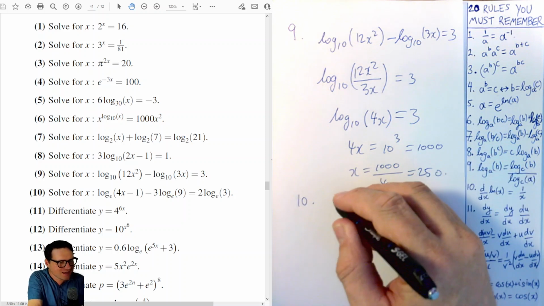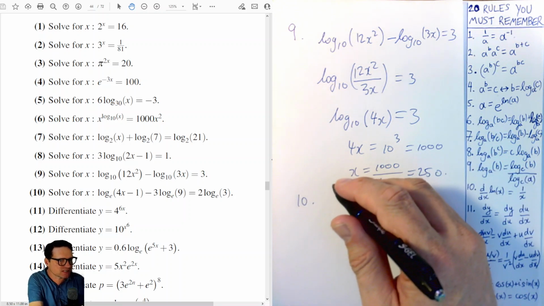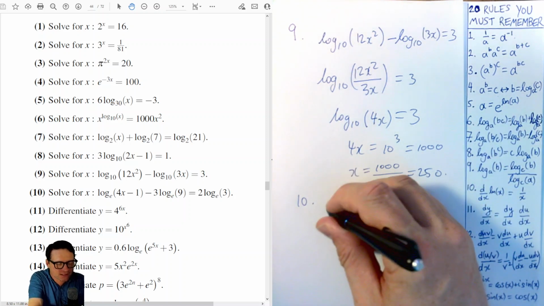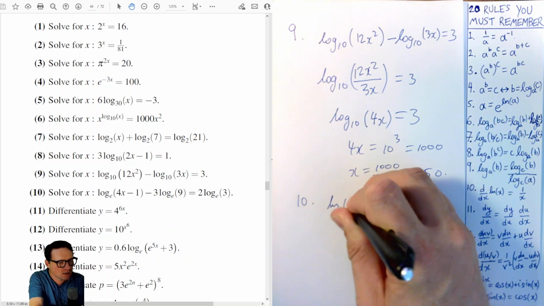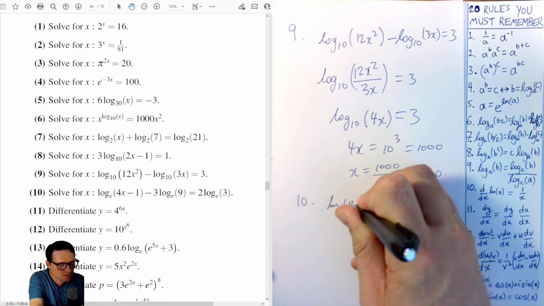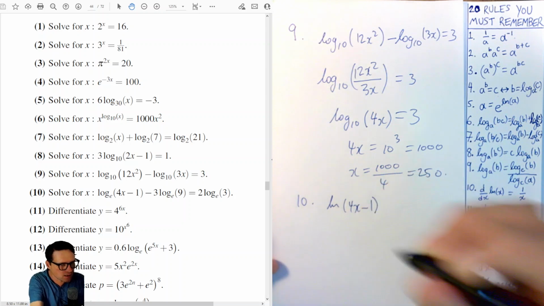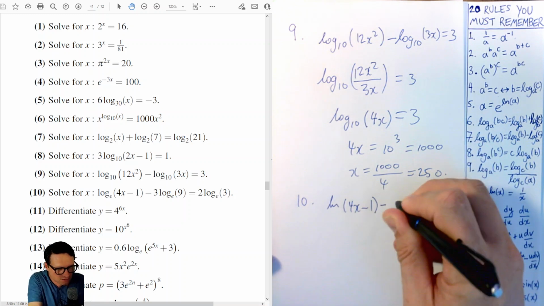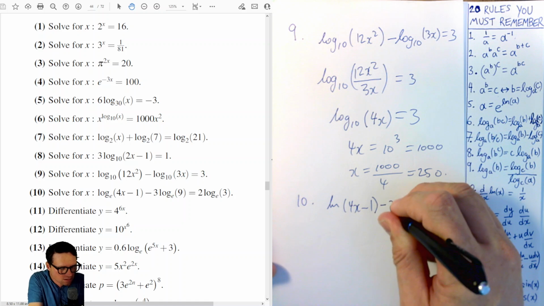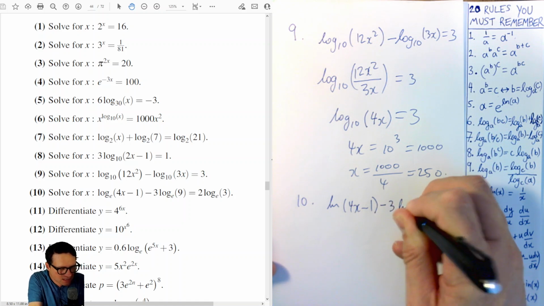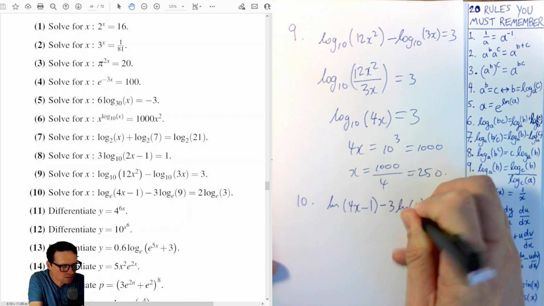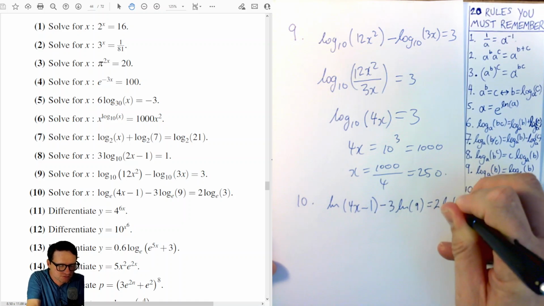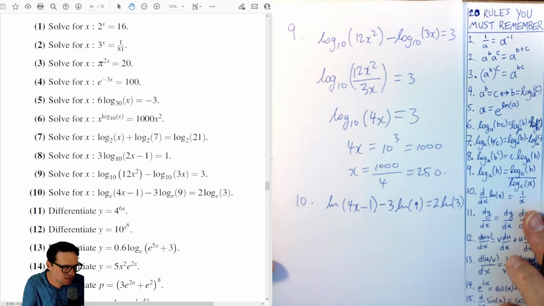Solve for x. Now, you see here in question 10, it says log to base e. Another word for that is the natural log. So here let's write ln 4x minus 1, because a lot of you will prefer ln because you have it on the calculator, or maybe you have a teacher that's used ln. Okay, minus 3 ln 9 is equal to 2 ln of 3. All right, so that's another way to say that.